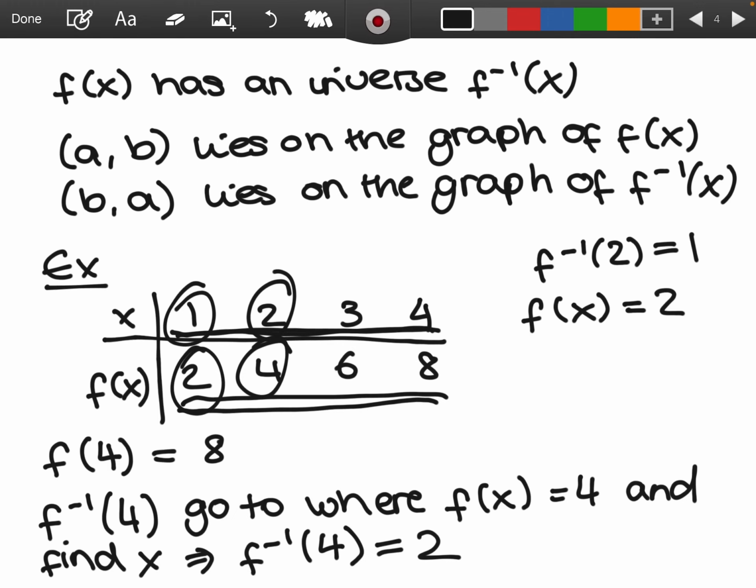Given this information, can we sketch the graph of the inverse of a function given the original graph of f of x? So if I've got the graph of f of x, can I find the graph of f inverse?